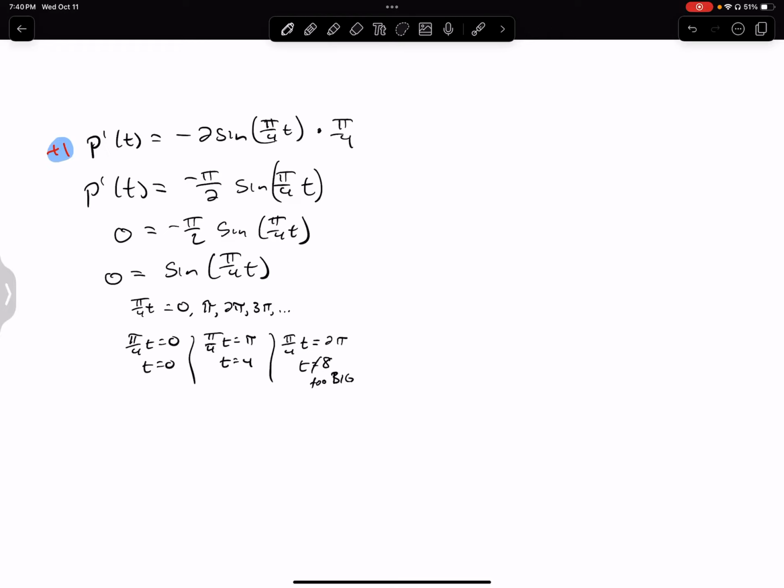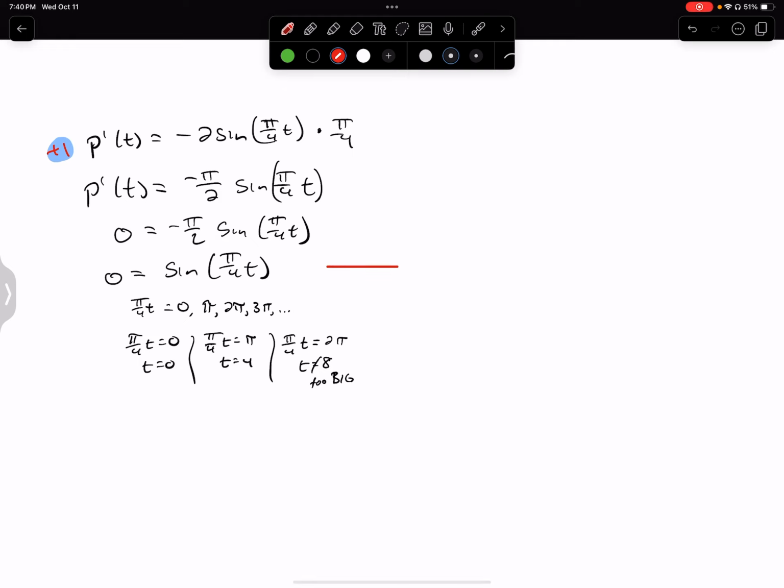In this particular question, we're trying to figure out when p prime is going to equal 0. So if you set the derivative equal to 0, you're going to get this fella right here. If you divide both sides by negative pi over 2, you're going to get this. And then our focus from here is, because this angle is complicated, since it's got pi over 4 in it.